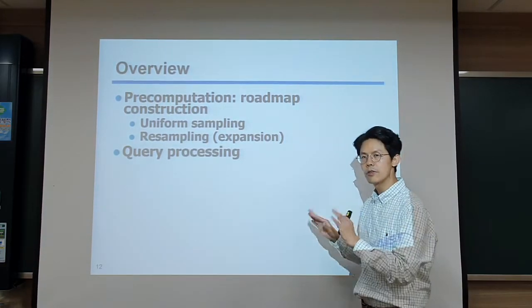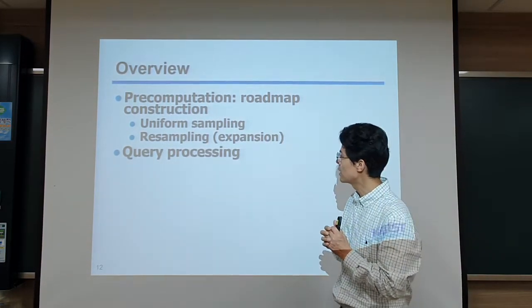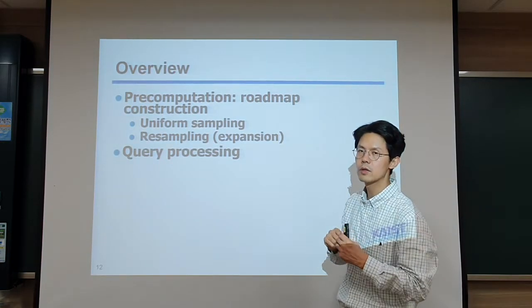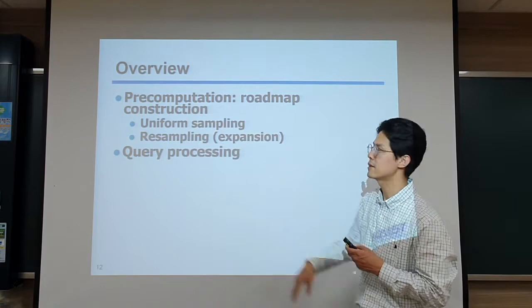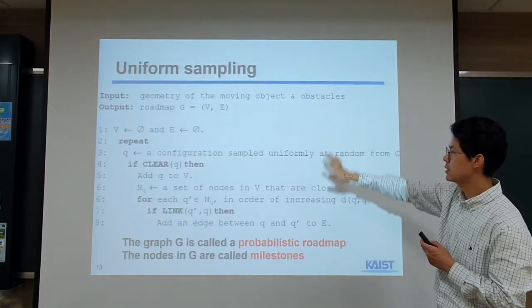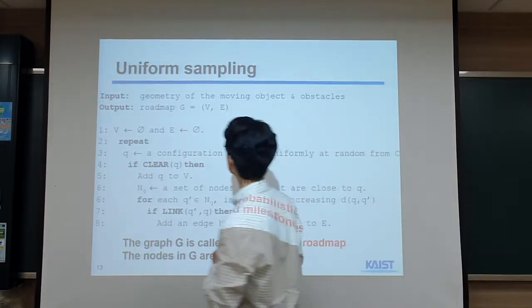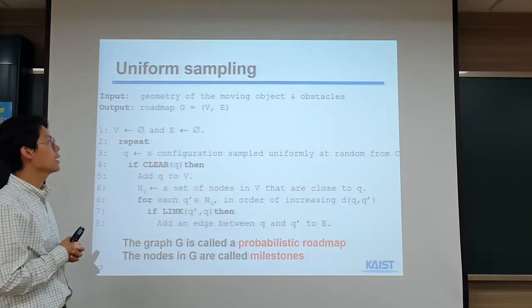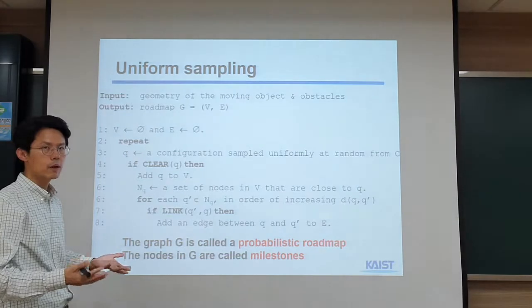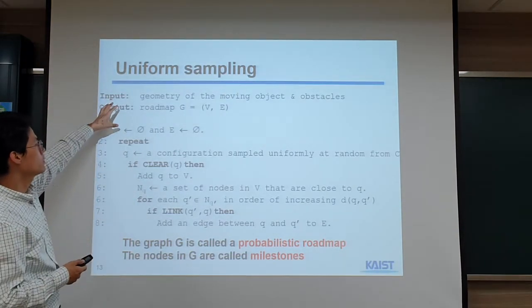Once we have computed the roadmap, then at query time, once we are given the query, we can do the query processing. In other words, we can find the path. This is the pseudocode for computing the PRM, the probabilistic roadmap graph, based on uniform sampling.